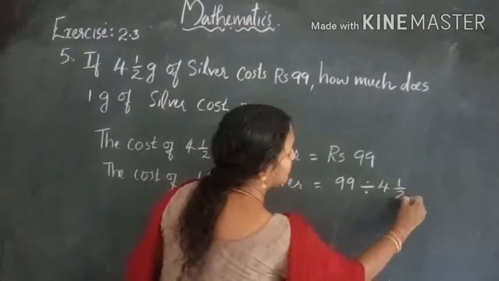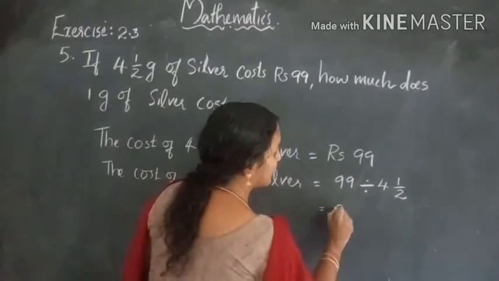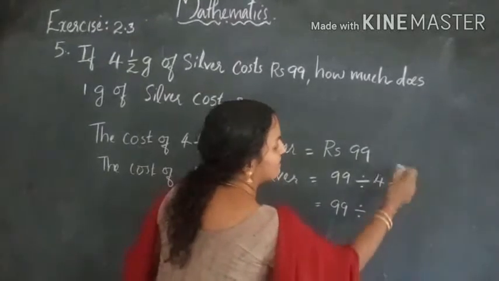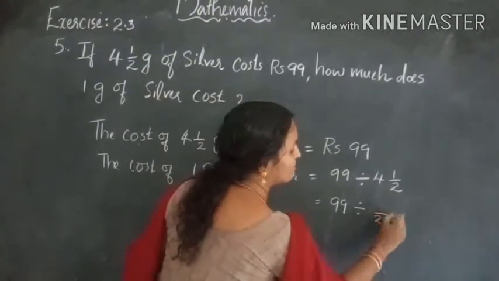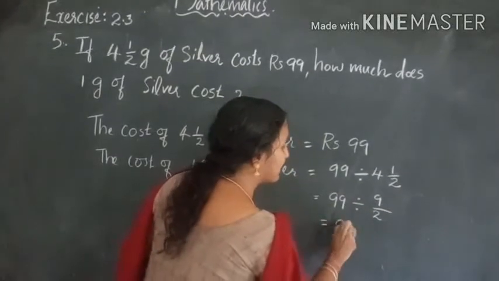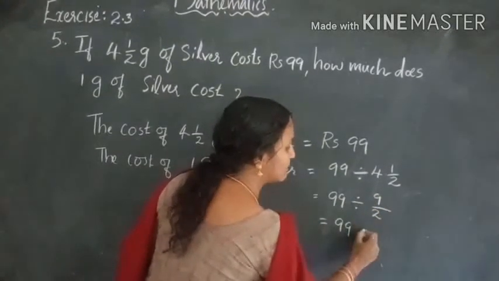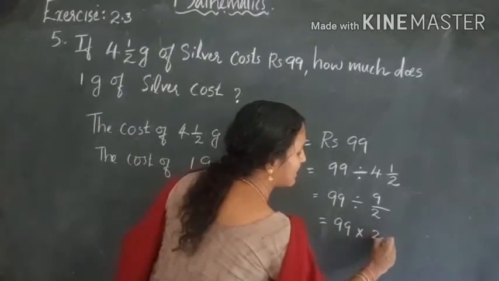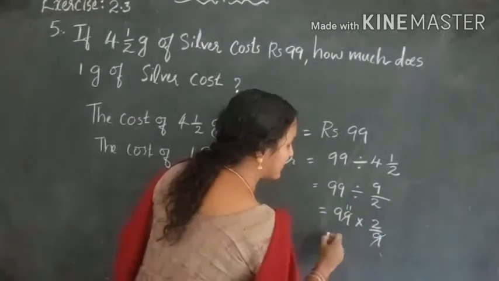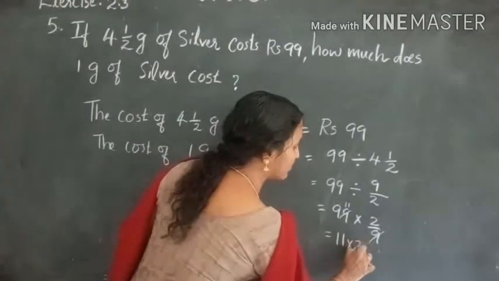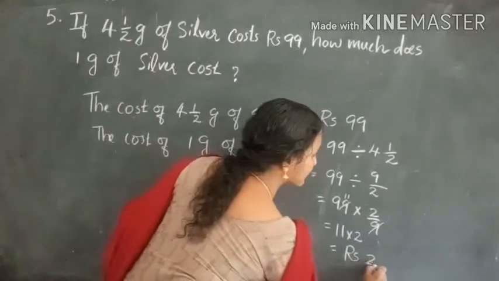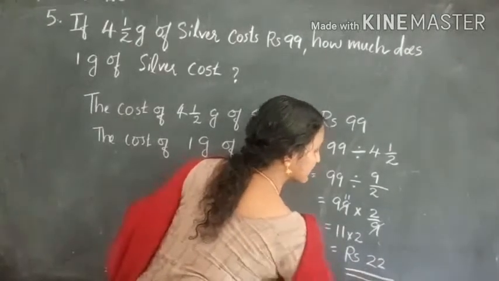4 1 by 2. It's a mixed fraction, so convert it into an improper fraction: 4 into 2, 8, 8 plus 1, 9 by 2. So it is equal to 99 divided by 9 by 2. This is division, so multiplying by the reciprocal, 2 by 9. 9 and 9 cancel, 11 into 2 is equal to 22, so rupees 22.